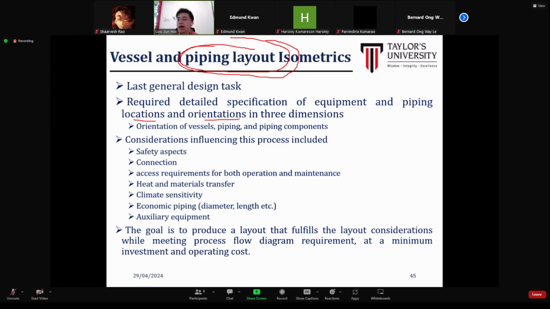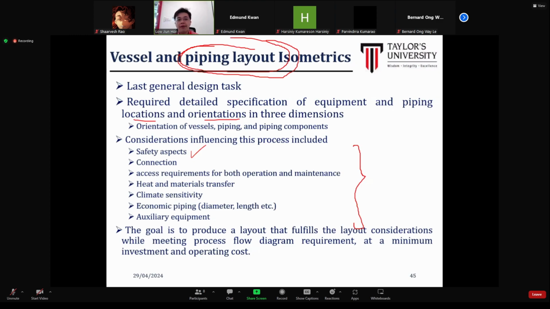But of course, when you design the piping layout, especially the location and the orientation, there are a lot of factors you need to consider. For example, the safety aspect. You need to make sure the location where you are going to install a pipeline won't give a new risk to the operator, engineer or worker in the chemical plant.